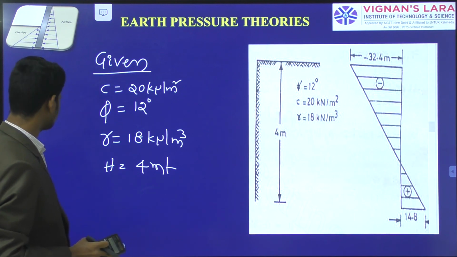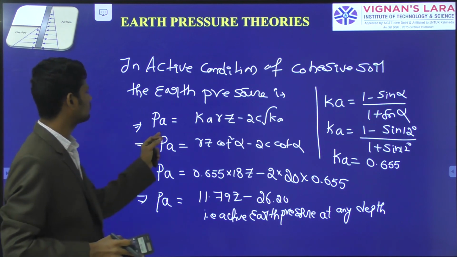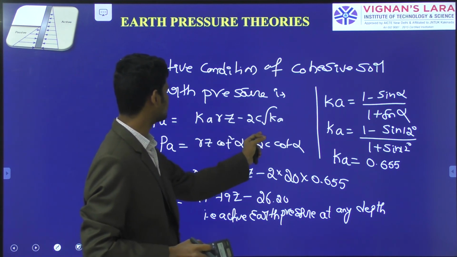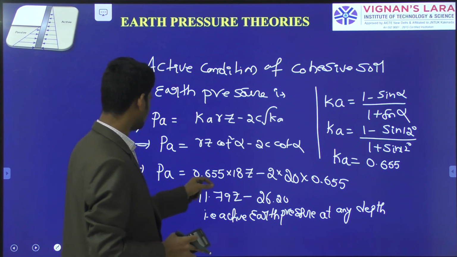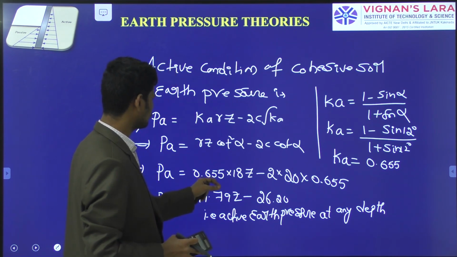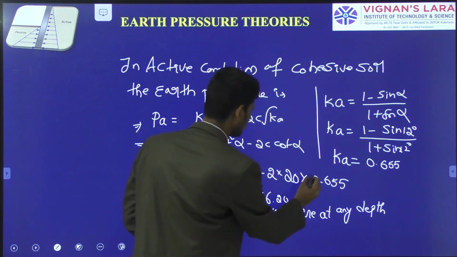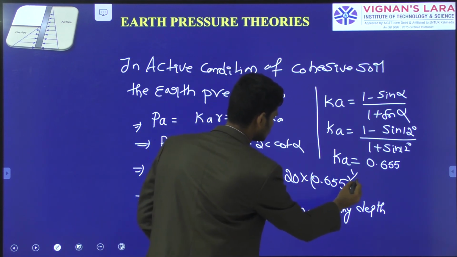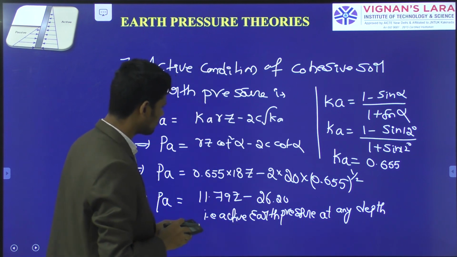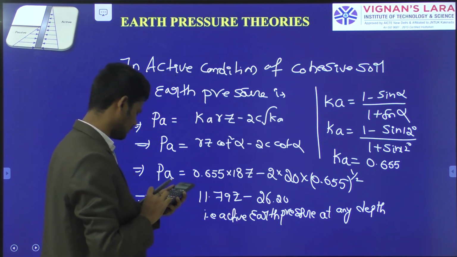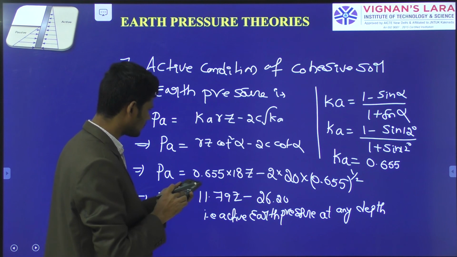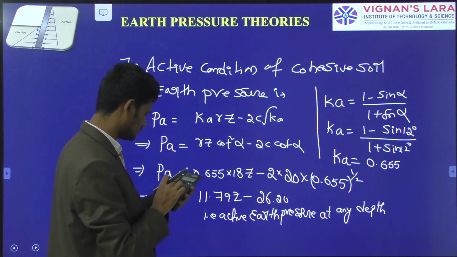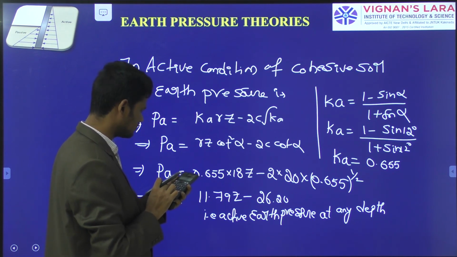Pa equal to Ka into gamma Z minus 2C into square root of Ka. Sorry, that means 0.655 into 18 into 1, okay, so 11.79. Square root of 0.655.